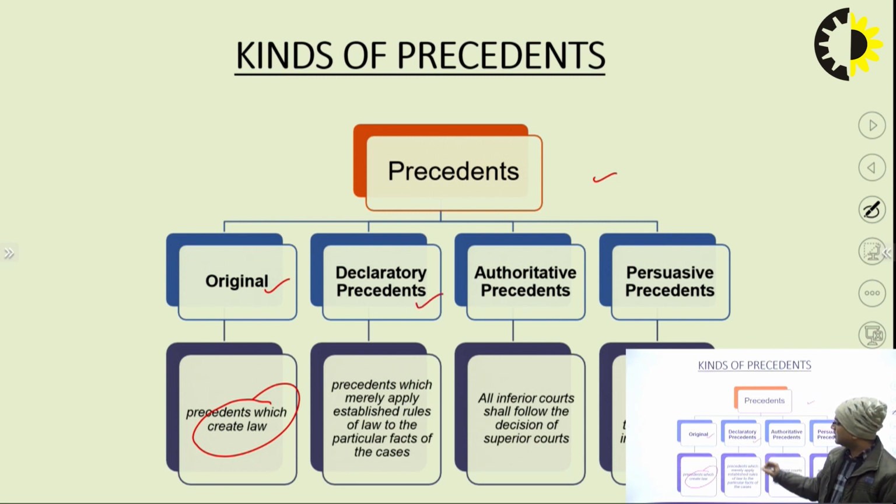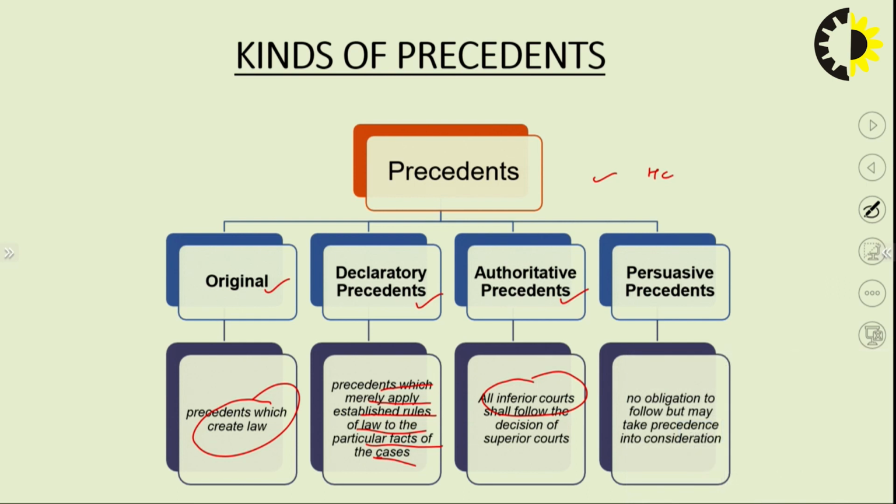Then secondly, the declaratory precedents. Here are precedents which merely apply established rules of law to the particular facts of the cases. Thirdly, the authoritative precedents. Suppose we have a High Court, and the High Court has given some precedent, some judgment. For the lower court, the inferior court, the session court, the district court, that precedent made by the High Court will act as an authoritative precedent.